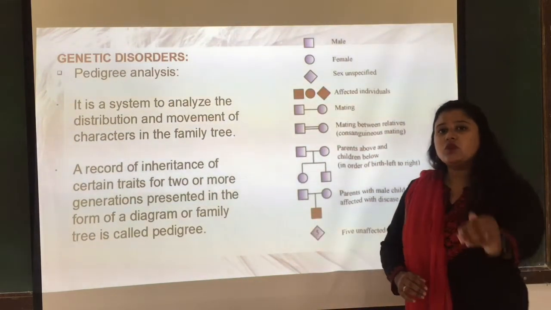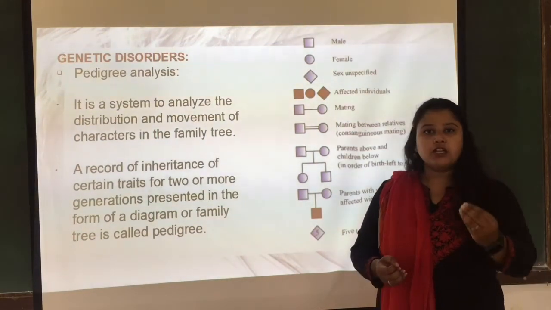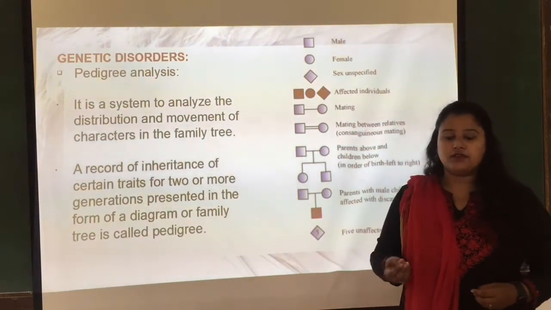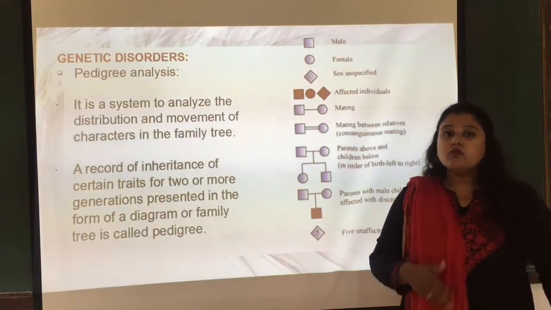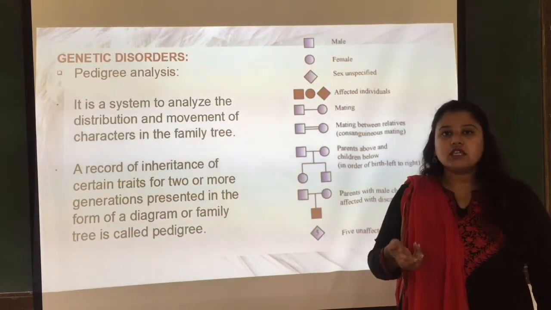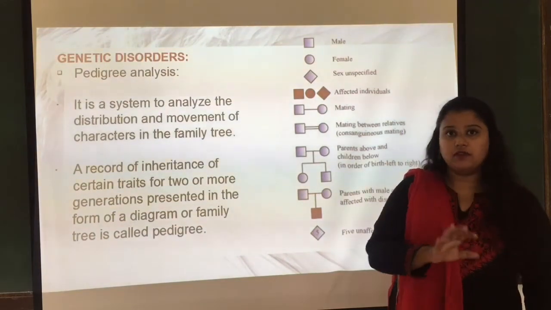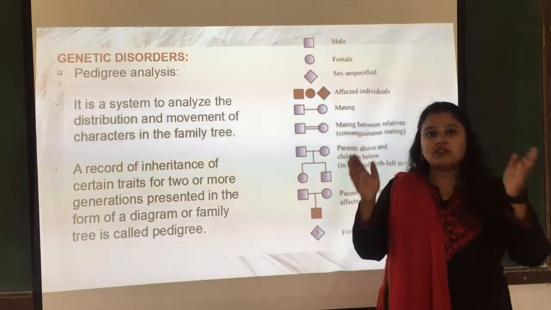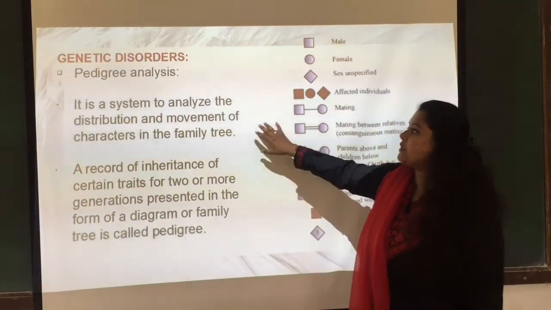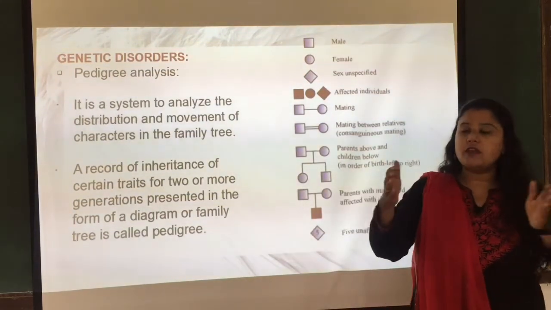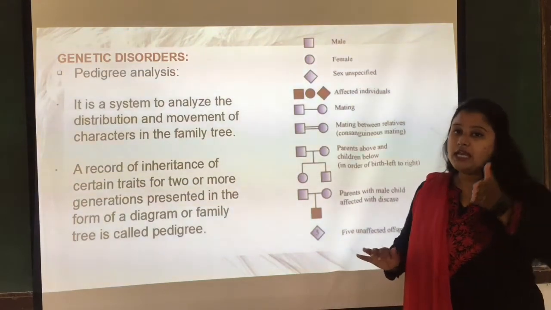Now whenever you visit a doctor, for example, if a particular person is going through diabetes mellitus, when that patient goes to the doctor, the first thing the doctor does is to understand the family history of that particular person. That family history is understood by this pedigree analysis. So this is to analyze how the distribution and movement of characters occurs in the family, that means from one generation to the next generation.